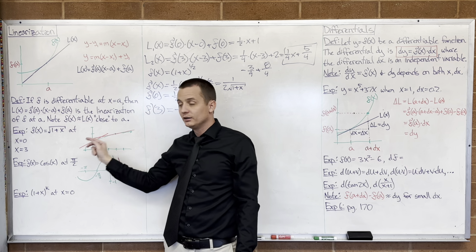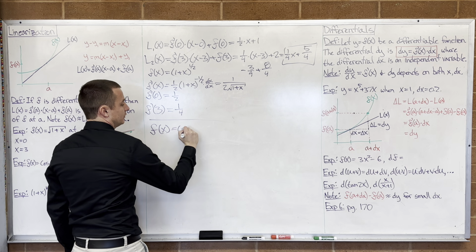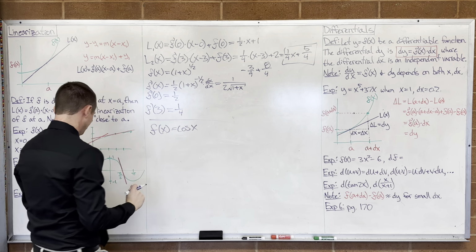Let's do another linearization. This time we're going to do the linearization of our cosine function at pi halves. So, our f of x here is equal to cosine of x. What is f prime of x going to be equal to? Because we're going to need our derivative. Sine.